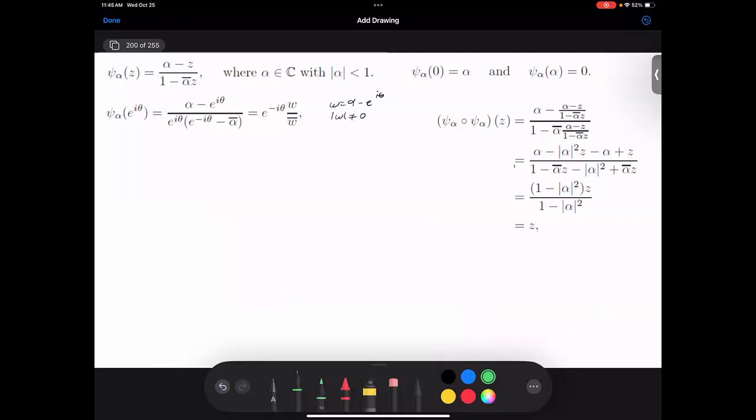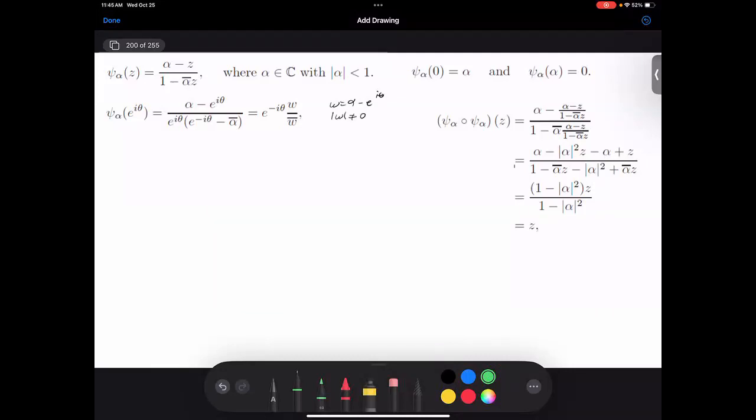So this is a function that's its own inverse, and it interchanges 0 and alpha. Now, it would be wonderful if we could show that this function is injective and onto. We should have injectivity right now because it's its own inverse. But let's show that it's onto.